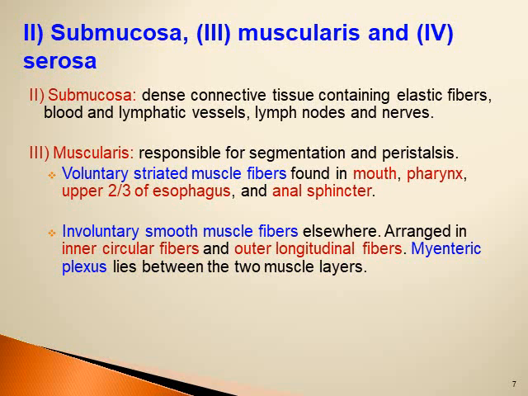And a very important plexus called the myenteric plexus lies between the two muscle layers, the inner circular and the outer longitudinal. The serosa is the protective visceral peritoneum.